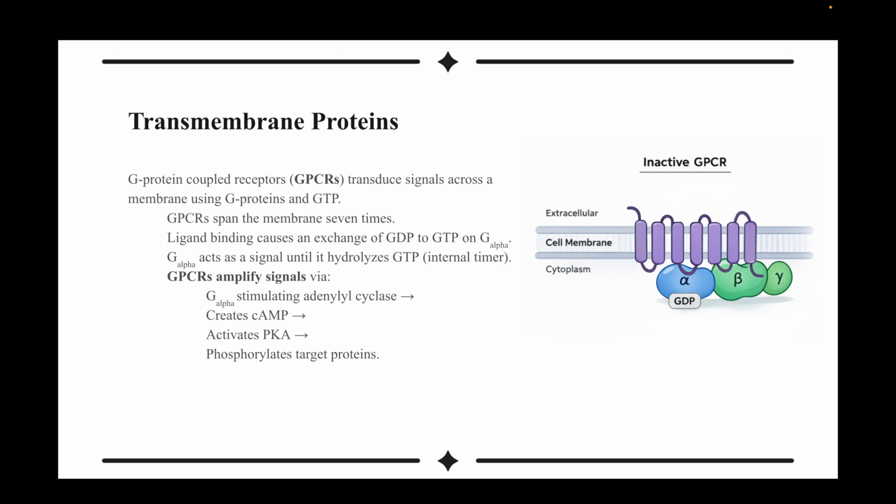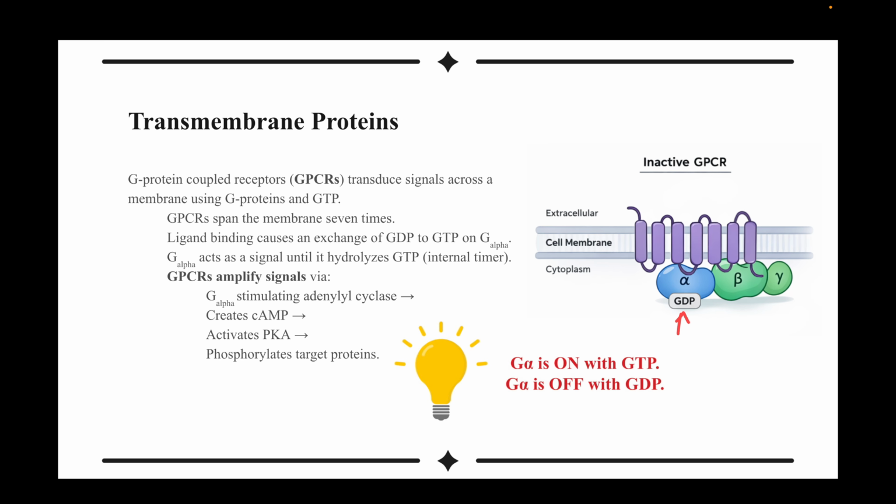Some transmembrane proteins you should know. G-protein coupled receptors, or GPCRs, transduce signals across a membrane using G-proteins and GTP. These receptors span the membrane 7 times. When a ligand binds to this receptor, G-alpha will exchange a GDP, or guanosine diphosphate, for a guanosine triphosphate.